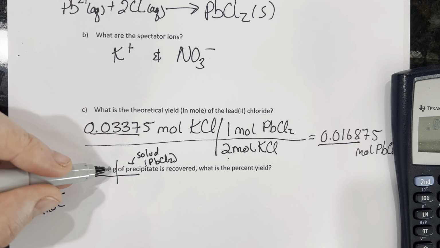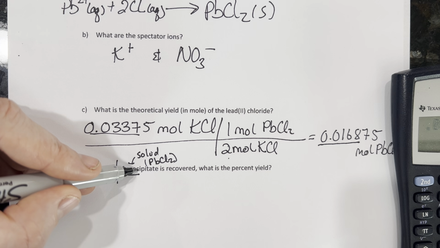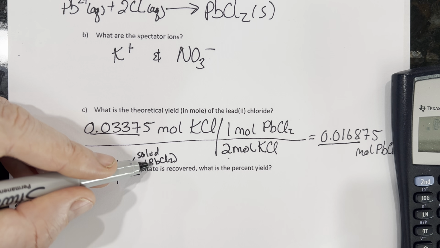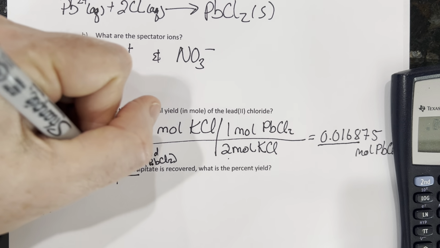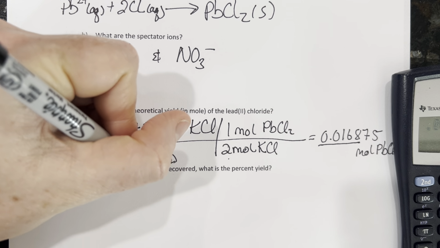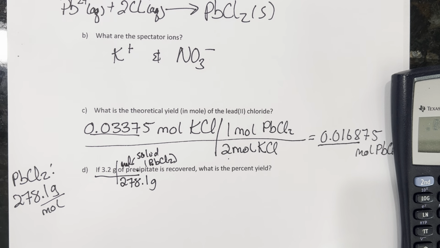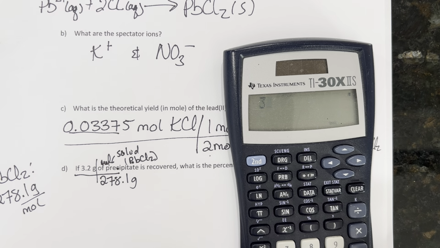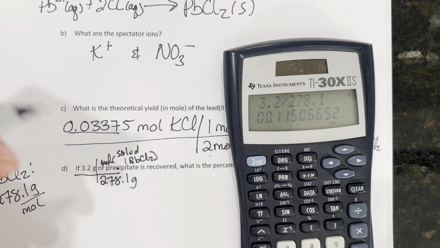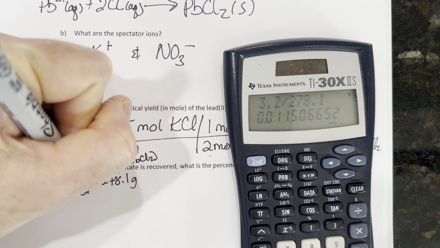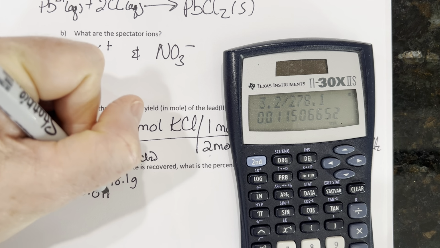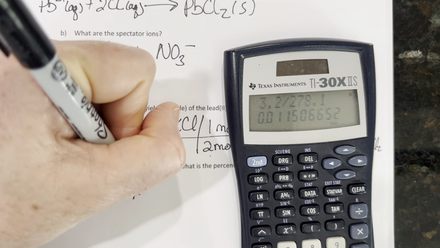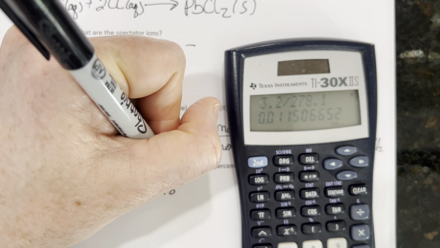So when we got the 3.2 grams of precipitate, again, the precipitate told us that it was a solid. The only solid thing is the lead 2 chloride, so we know that that's what it was talking about. So 278.1 grams in a mole. Let's go ahead and figure out how many mole that is. And I get an answer of 0.011507 mole of the lead 2 chloride.